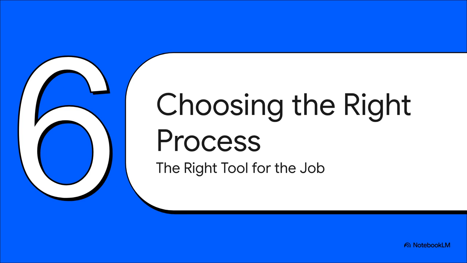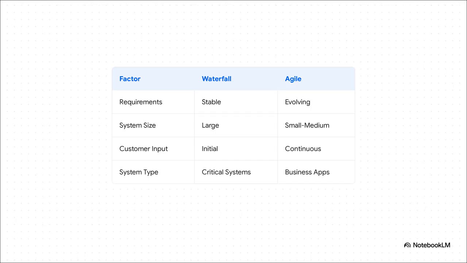Should we all just be doing Agile now? Well, not so fast. The big takeaway here isn't that one is good and one is bad. It's that they are different tools for very different jobs. The real skill is knowing which tool to pull out of the toolbox. And this table is basically your cheat sheet for making that call. You can see the pattern, right? If your requirements are locked down tight for a huge, safety-critical system, Waterfall stability is your best friend. But if you're building a web app where you know things are going to change and you need constant feedback, Agile's flexibility is going to be a much, much better fit.